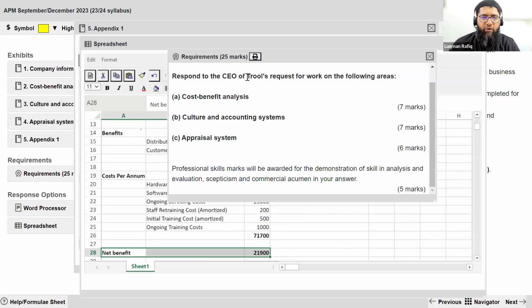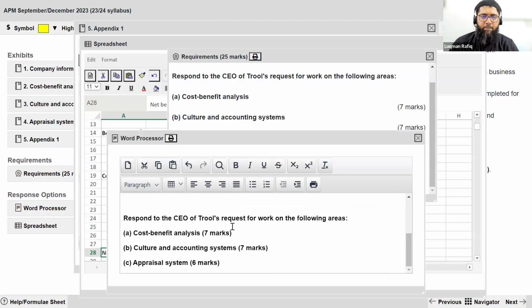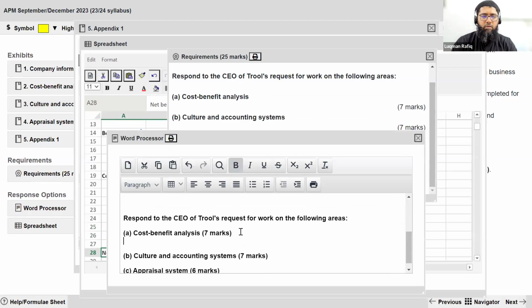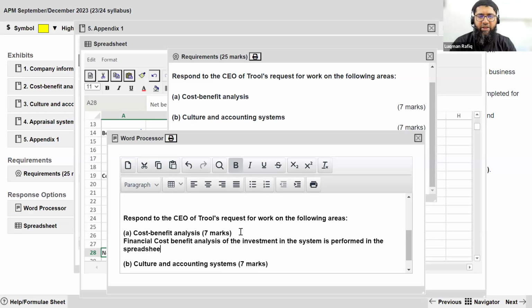So what was the requirement of the question? That respond to the CEO's request for work on the following areas. You would say that the financial cost benefit analysis of the investment in the system is performed in the spreadsheet attached. As per the analysis, there will be an annual savings of 21,900.